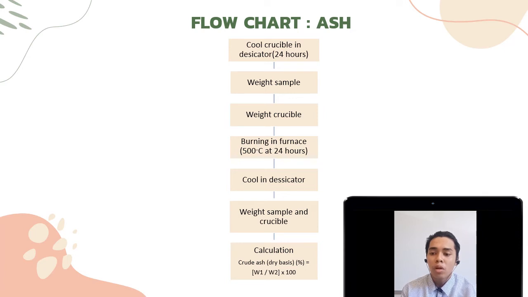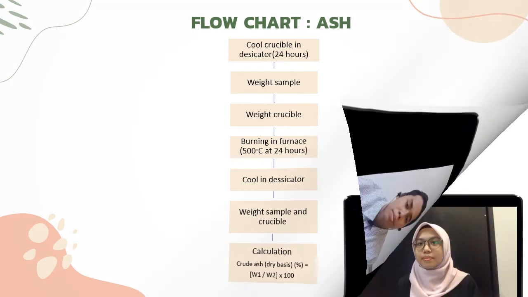Lastly, for calculation, the weight before in the desiccator divided by the weight after in the desiccator, times 100.